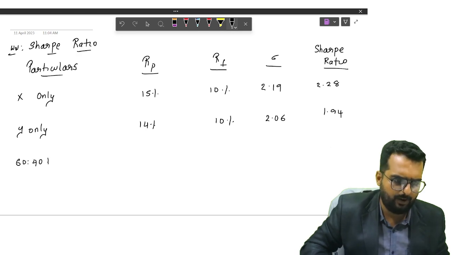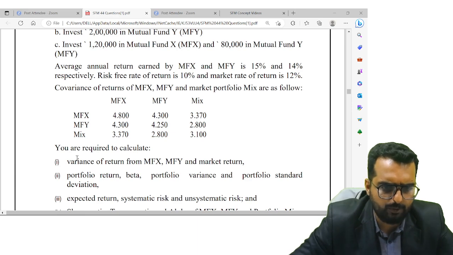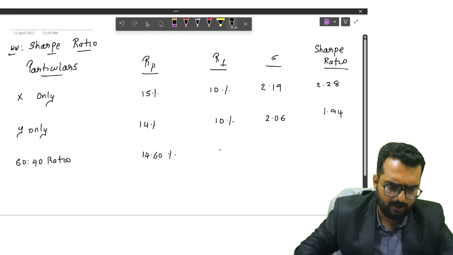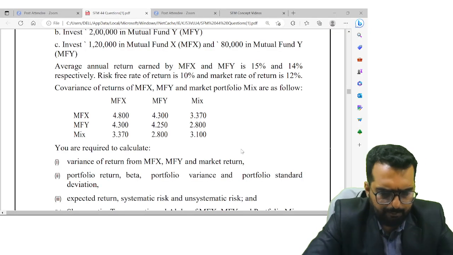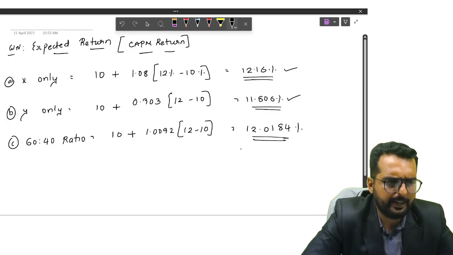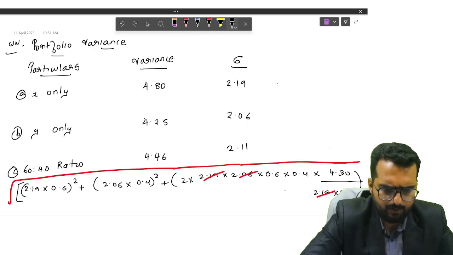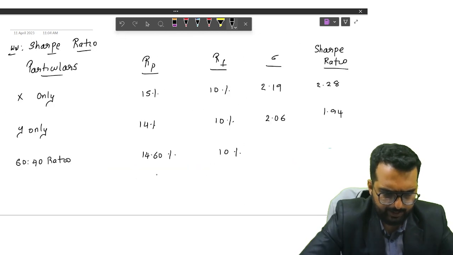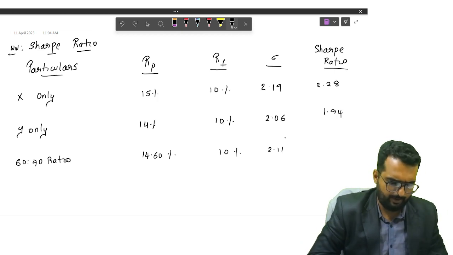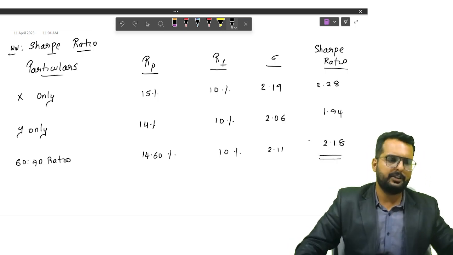Okay. Last one is going to be 60:40 ratio. Alright. So let's do 60:40 ratio. What is the expected return that you had got? 14.6, is it? Rf will remain the same. What was the combined standard deviation for this? Combined standard deviation 2.11, correct? So here the formula would be 4.6 divided by 2.11, that will be 2.18. So we are done with Sharpe's ratio also.